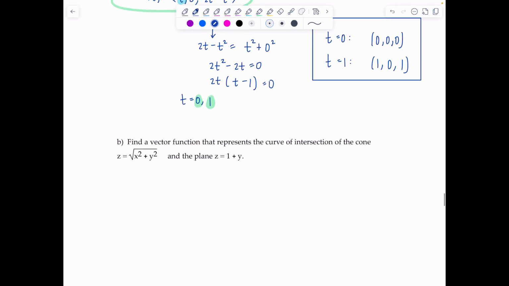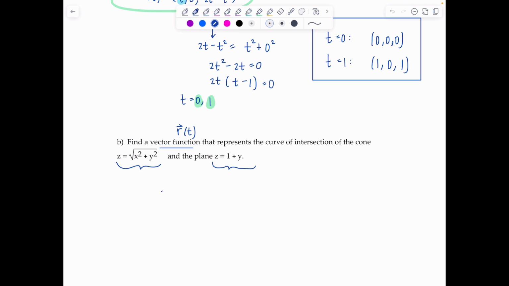Okay, part B, find a vector function. So basically we're finding r of t that represents the curve of intersection of the cone and the plane. Okay, so we're gonna have to equate these two surfaces basically.